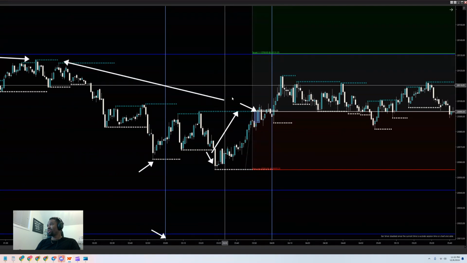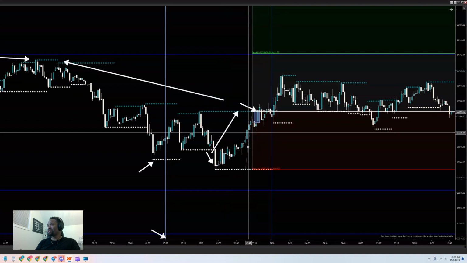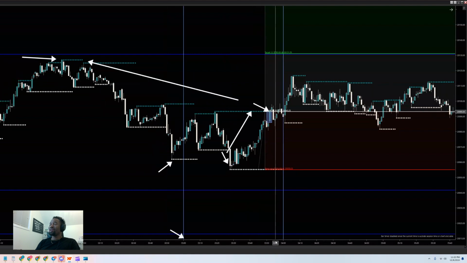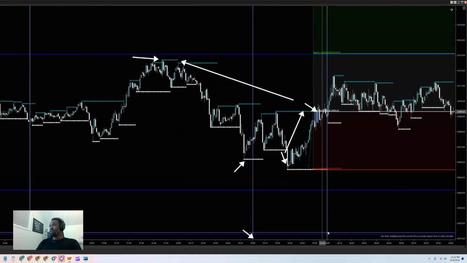Now, this trade is quite big for the risk. So in this case, I wouldn't go 2-to-1. I would only target this previous liquidity right here because that is quite a large trade.